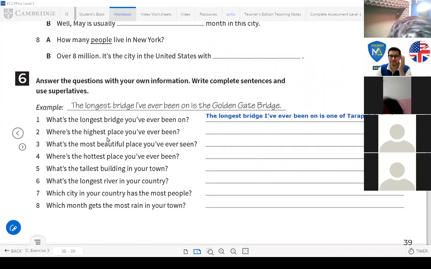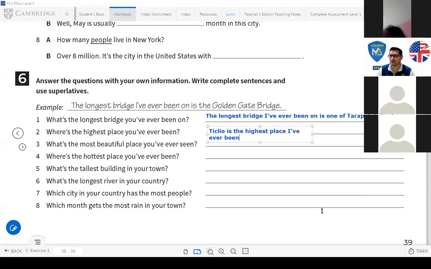Yeah. Now, where is the highest place you've ever been? Okay, I think Ticlio is the highest place I've ever been. Ticlio is the highest place I've ever been, no? This is the correct answer, yeah? Now let's see about next. It says, what's the most beautiful place you've ever seen? Oh, this is difficult for me.